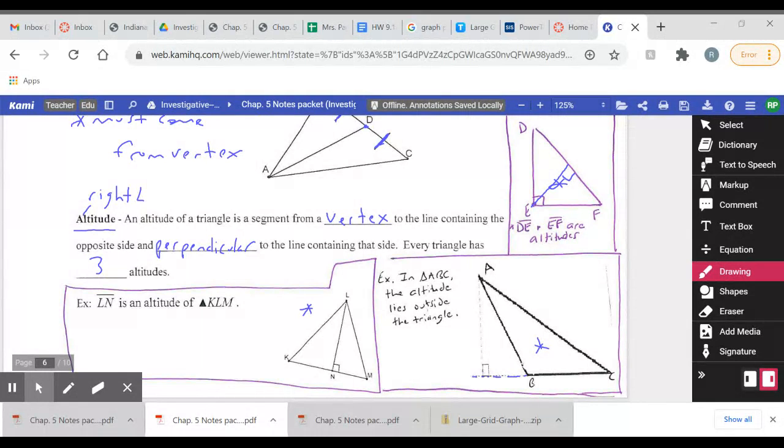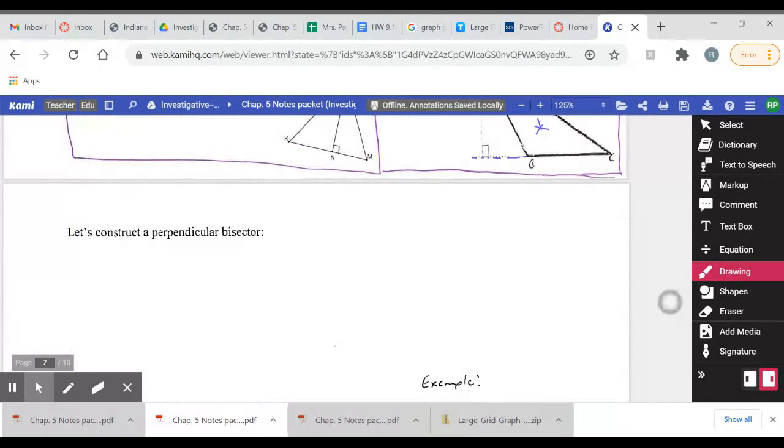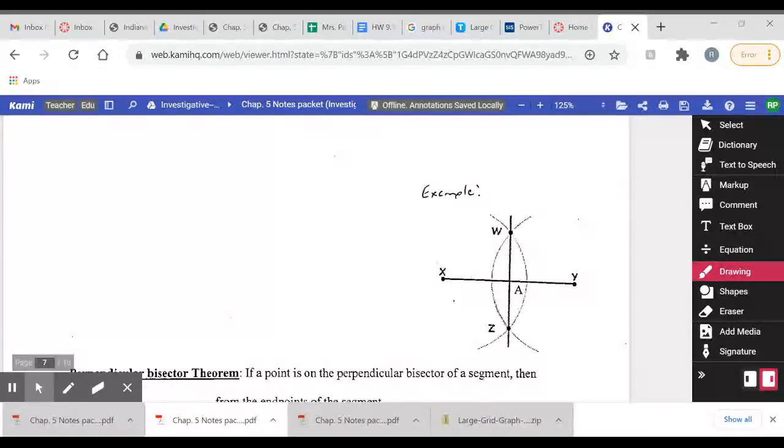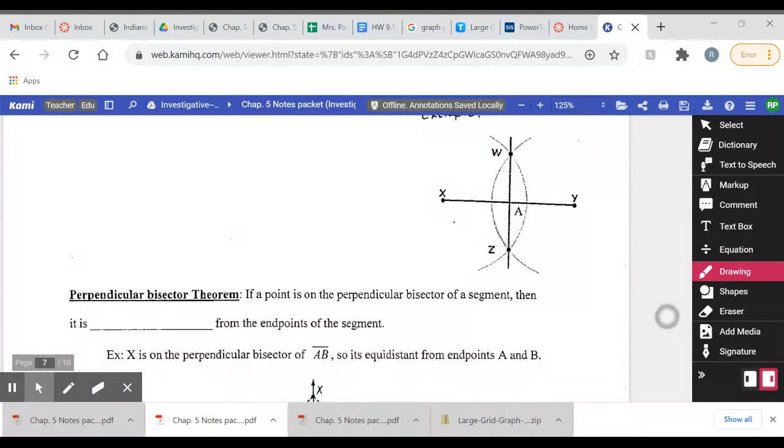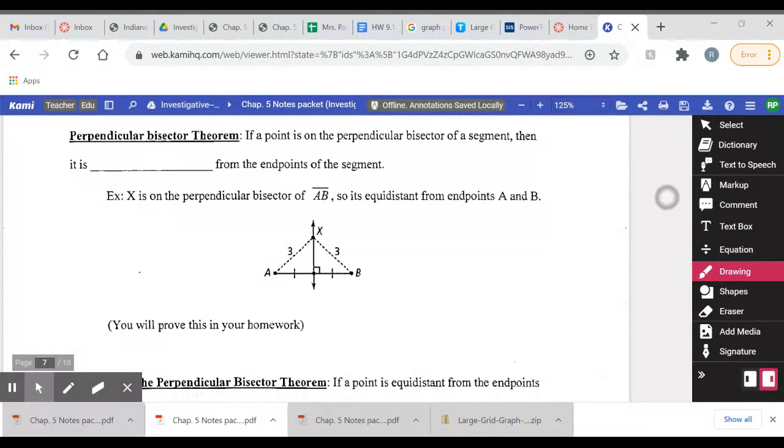So sometimes an altitude might be a side of the triangle. Sometimes it might be on the outside. Sometimes it might be on the inside. So you just kind of have to pay attention there. All right, we're not going to do this construction for time's sake. So we're going to move on down to these theorems.